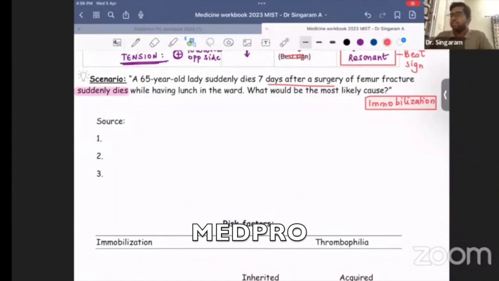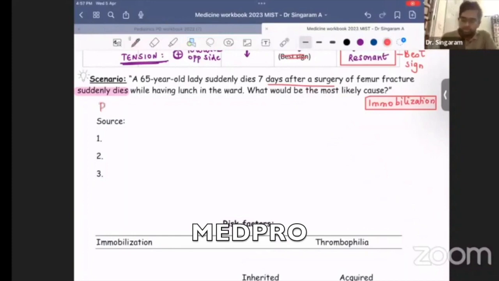I can see some options. Some of you are saying fat embolism, some of you are saying pulmonary embolism. Which will be the answer? This is a close differential between fat embolism and pulmonary embolism. Fat embolism will be the answer if only the fracture femur is given and following that the patient died; then you can think about fat embolism. But here, surgery has already been done for the fracture femur, and only after that the patient is dying. This is more in favor of pulmonary embolism.